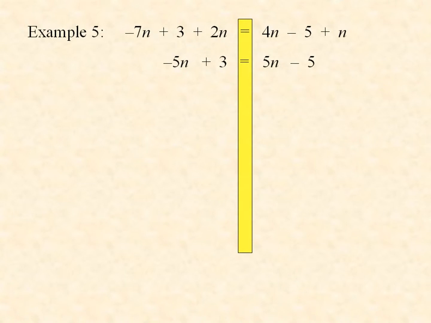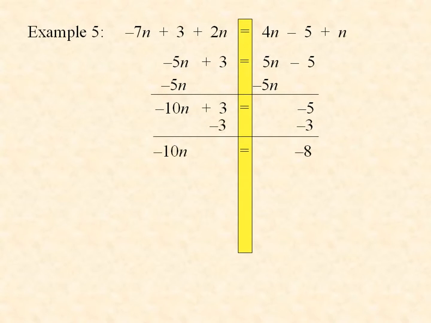Now we can either eliminate the negative 5n on the left, or we can eliminate the positive 5n on the right. Let's eliminate the 5n on the right. We add negative 5n to both sides, and that gives us negative 10n plus 3 equals negative 5. Now the n is on the left. We will add negative 3 to both sides. That leaves us negative 10n equals negative 8.